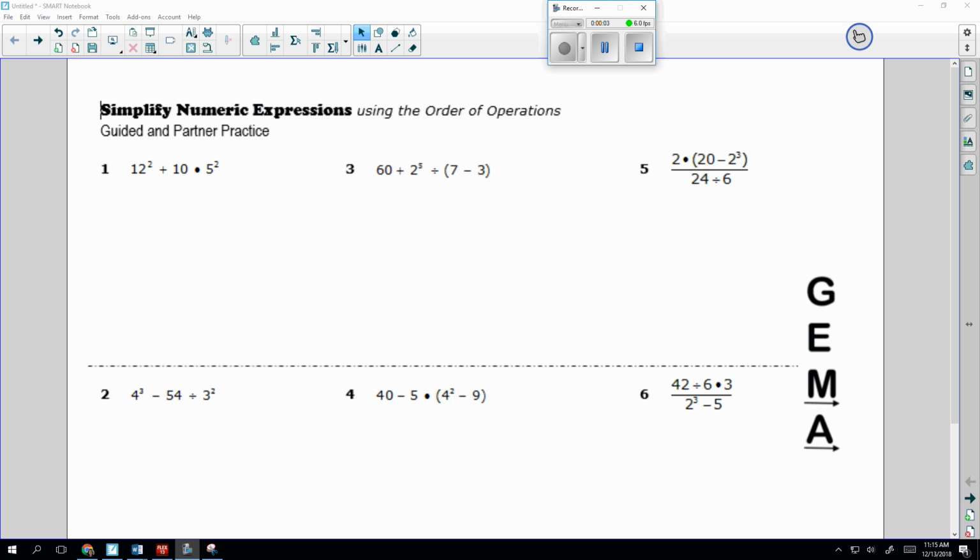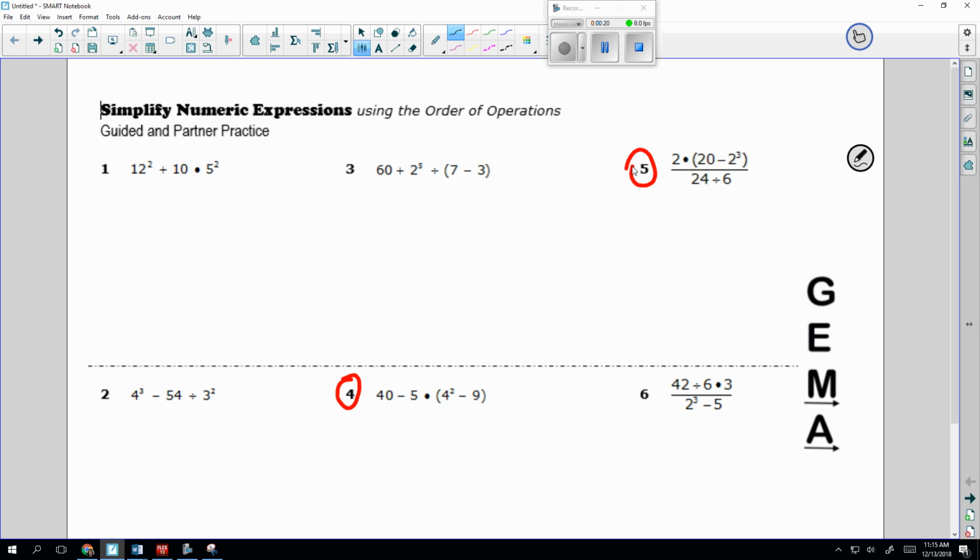Okie dokie. So we're going to solve some order of operations, and we're going to work on number 5. We're going to do number 5 together, and we may do number 4 together. So those are the 2 we're going to do together. The rest you'll work on as partners, kind of like a warm-up.